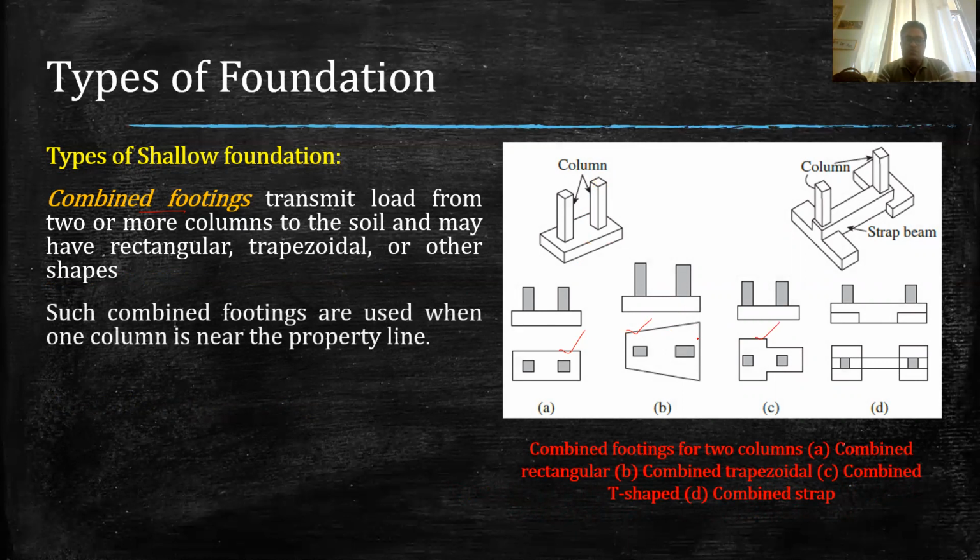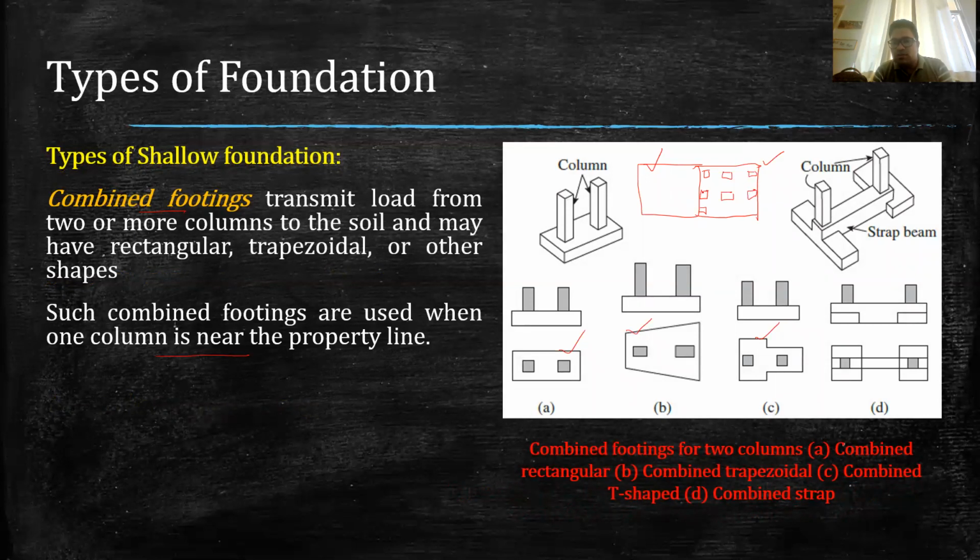Well, when do we use this combined footing? Combined footing is used when one column is near the property line. Well, what is the meaning of this? For example, if we have two plots, one plot is this one and the second plot is this one. For example, this plot is already constructed, and this is the plot where we have to construct the building. So as per the building plan, say for example, we have one column here, one column here, and one column here. Similarly, in between also we have some columns.